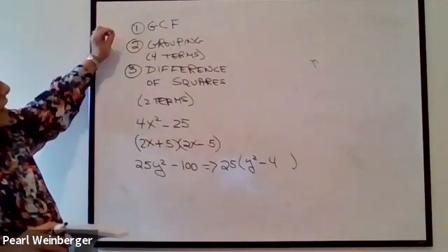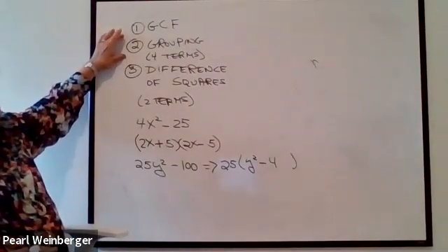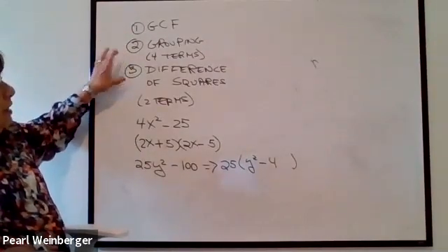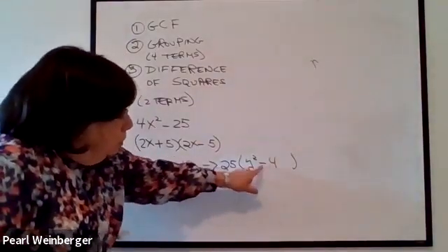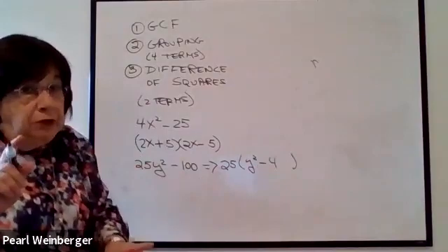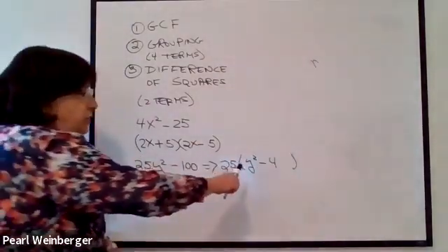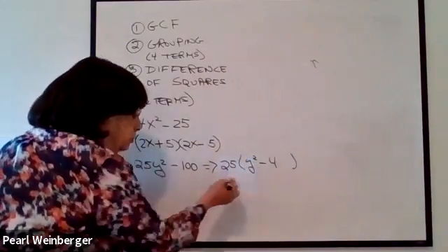After I've taken out the common factor, if I have 4 terms, I'll try to do grouping. If I have 2 terms, then I look if the 2 terms are perfect squares with a minus. It can't be a plus in between them. It has to be the difference of 2 squares. Well, that's exactly what I have. This is a perfect square minus a perfect square.